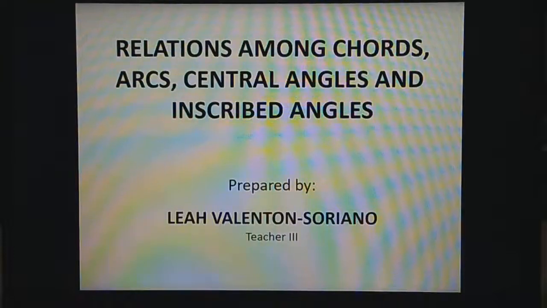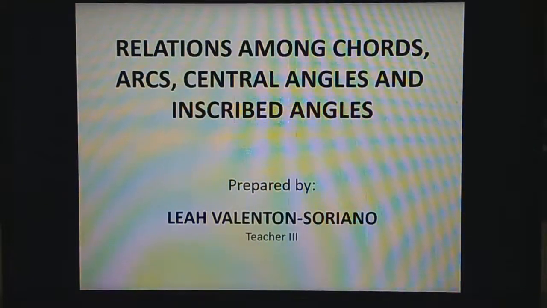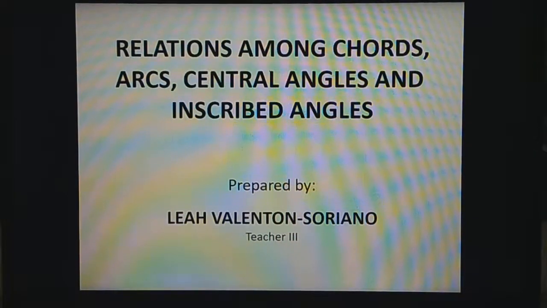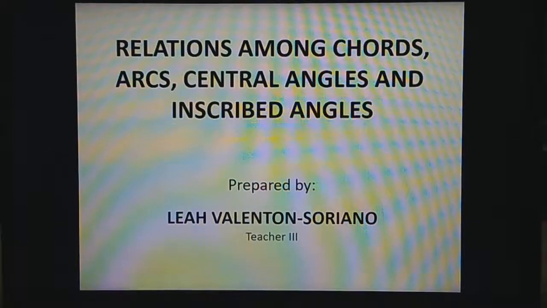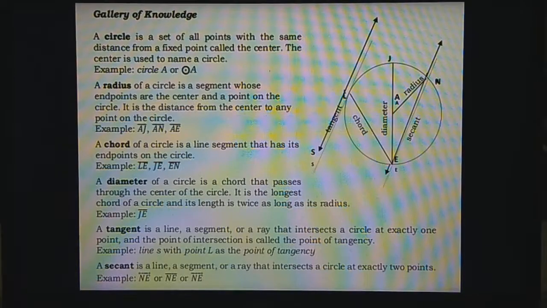Your relations among chords, arcs, central angles, and inscribed angles. So, anong relasyon meron sa chords, arcs, central angles, and inscribed angles? So, mag-start muna tayo sa mga terms related to circle.